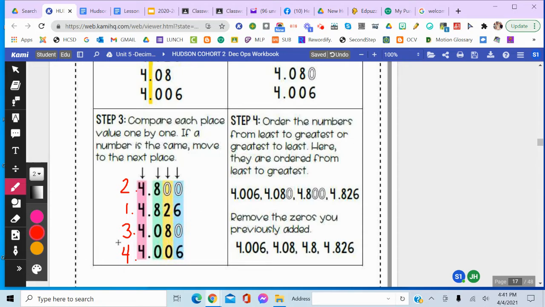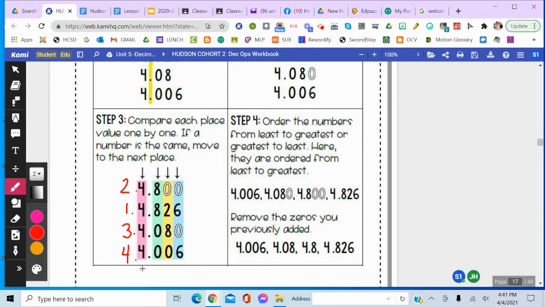So if it was least to greatest, it would go 4, 3, 2, 1, like it does over here. If not, we would have it go 1, 2, 3, 4. So you just have to make sure that you are really reading carefully. That is probably one of the biggest mistakes that I see kids make, is they don't read carefully and they list things in the wrong order.